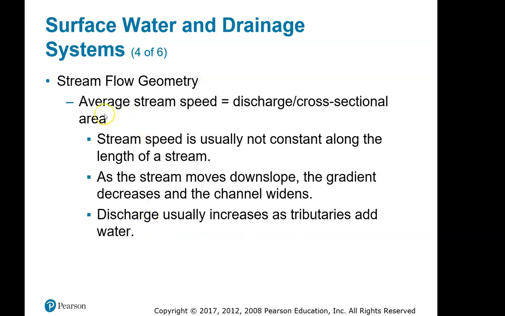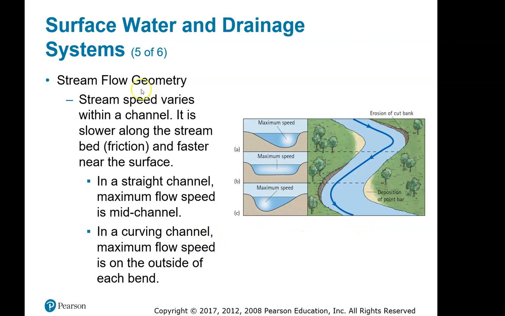All right. So let's see stream geometry. The average stream speed is the discharge over the cross sectional area. Okay. So stream speed is usually not constant along the length of the stream. As the stream moves downslope, the gradient decreases and the channel widens, and of course, everything slows down, including the flow of the water. Discharge usually increases as tributaries add water.